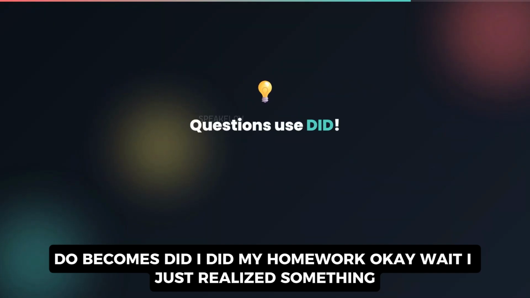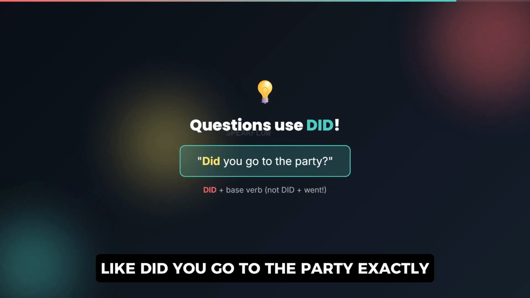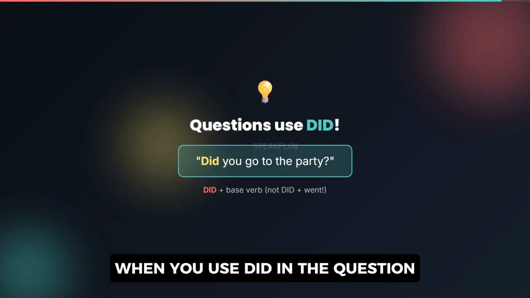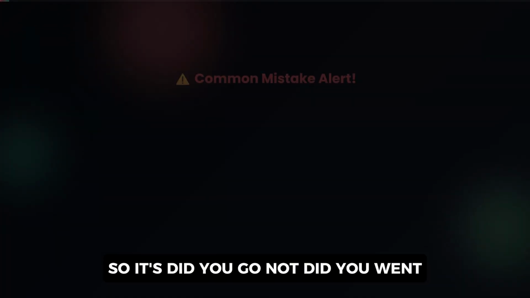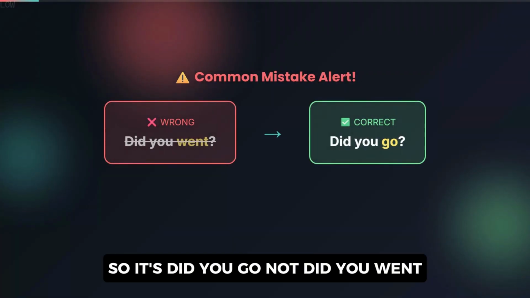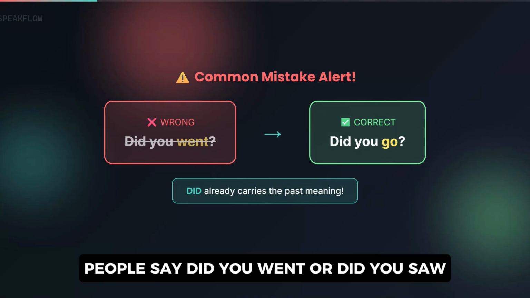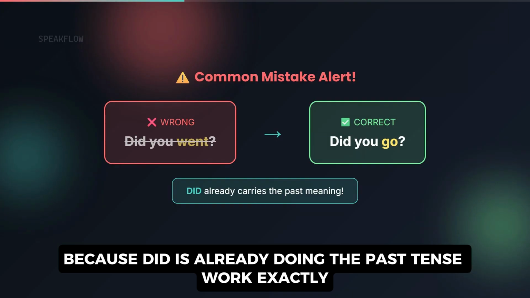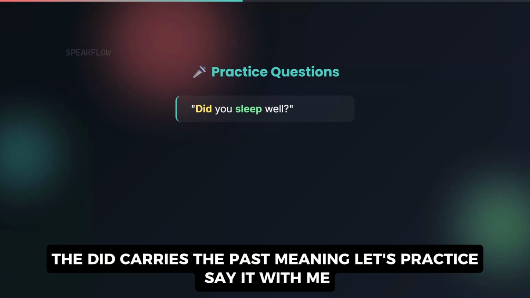Okay, wait. I just realized something. When you ask a question in the past, you use did, right? Like, did you go to the party? Exactly. And here's something important. When you use did in the question, the main verb stays in the base form. So it's did you go, not did you went. Oh, that's a common mistake, isn't it? Very common. People say, did you went, or did you saw, but it should be, did you go, did you see? Because did is already doing the past tense work. Exactly. The did carries the past meaning.